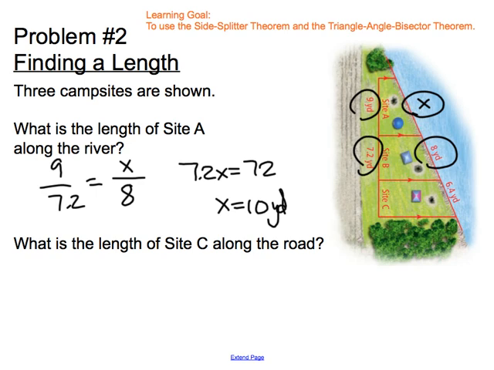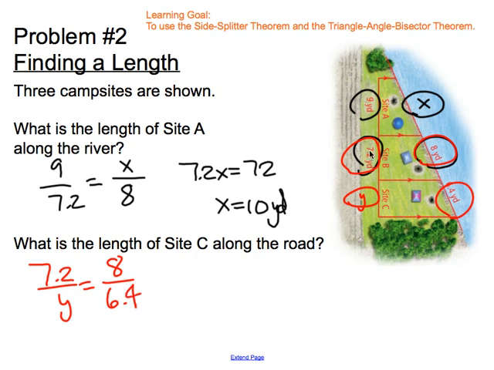The second question asks, what's the length of site C along the road? So in this case, we're looking for this value, so we'll call it y. We can say that 7.2 over y is going to equal 8 over 6.4. So you can see these proportions aren't super difficult to set up. They actually look exactly like they do in the picture, as long as the picture is oriented properly.